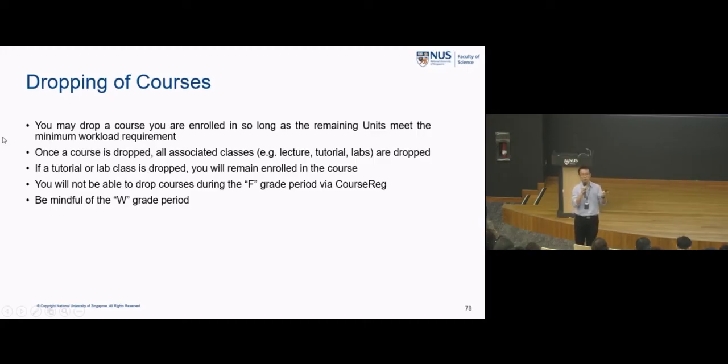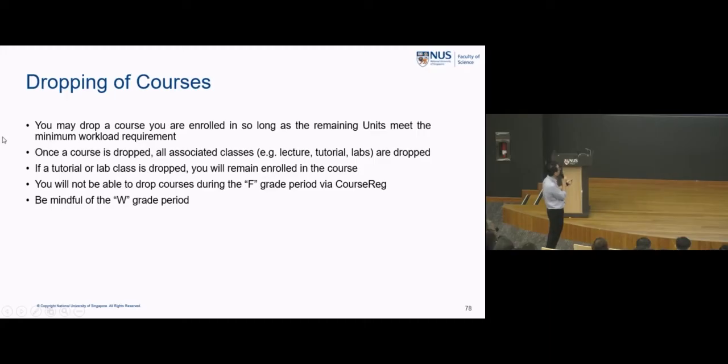If you drop a tutorial class, it just means that you don't have a tutorial to go to. But officially, you are still registered for that course. So do not think that by dropping a tutorial class or a lab class, you are dropped from the course altogether. So when the student realizes it too late, then that student gets into the trouble of dropping a course too late and eventually getting a W grade or worse, an F grade. I'll talk a bit about that. Yeah, so dropping courses can have consequences.